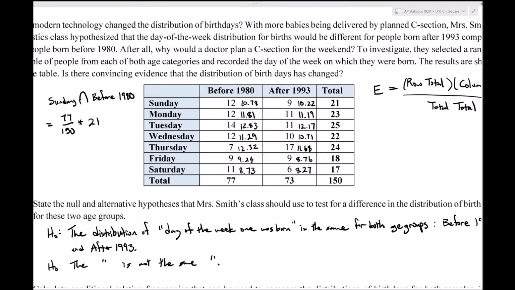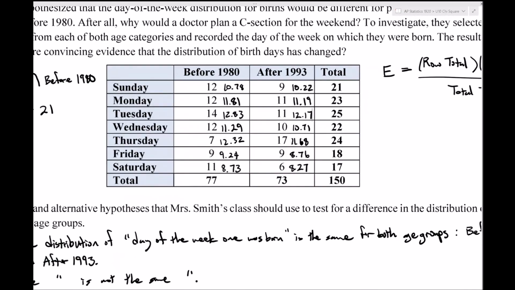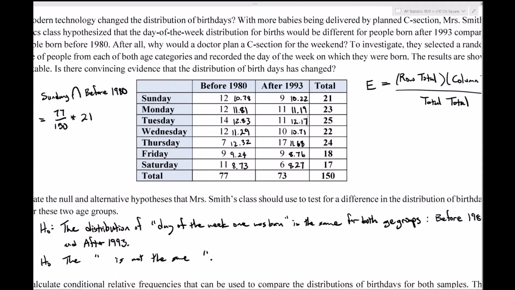And here they are. So here's all our expected counts. And expected counts aren't done for the column totals or the row totals at all, or the total. So it's everything else that's not a total. How many entries do we have, by the way? So there are 7 days of the week, and then there are 2 populations, one before 1980, one after 1993, 14 entries.